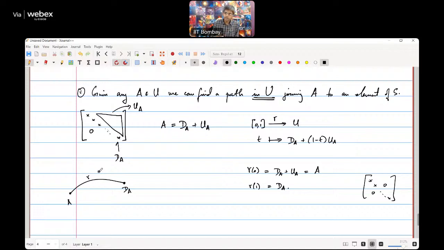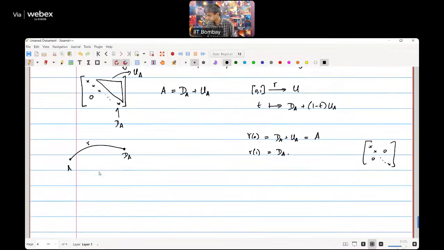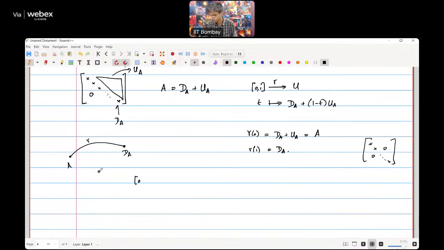So now this diagonal matrix, we will join it to an element of S. That's easy. So what do we do? We define a map from [0, 1] to the set of diagonal matrices. D is the space of diagonal matrices in U now.